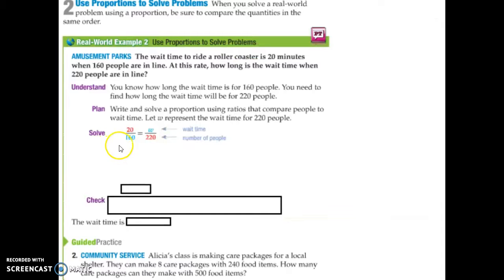Here's a word problem, a really good example. You go to an amusement park, you want to know how long a ride is.